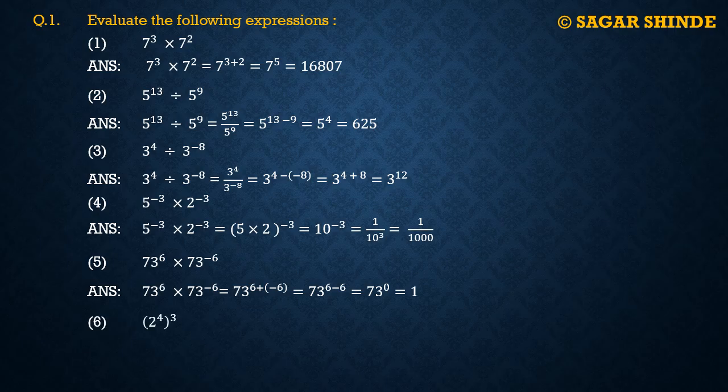2 raised to 4 raised to 3. Here we can see there is power of power. So we can compare this with the sixth law which we have just studied. If there is power of power, what we do? We multiply the powers. So here we can write 2 raised to 4 raised to 3 is nothing but 2 raised to 4 into 3, that is equal to 2 raised to 12. And 2 raised to 12 is nothing but repeated multiplication of 2 with itself 12 times, which will give us 4096.